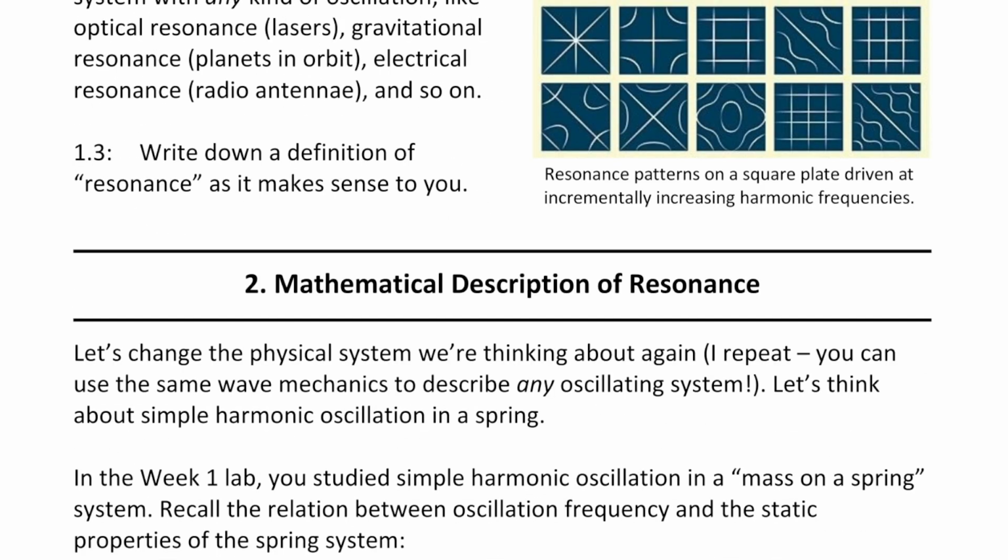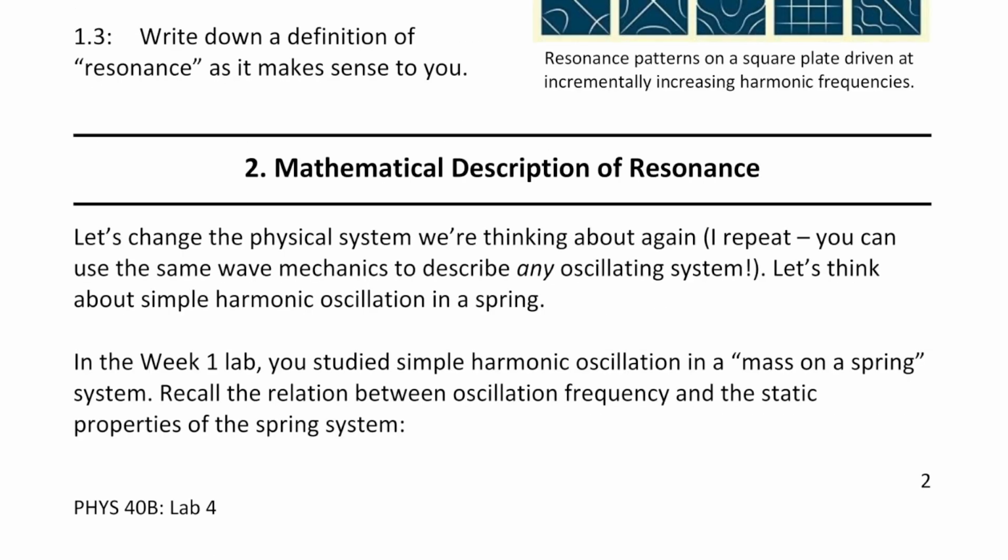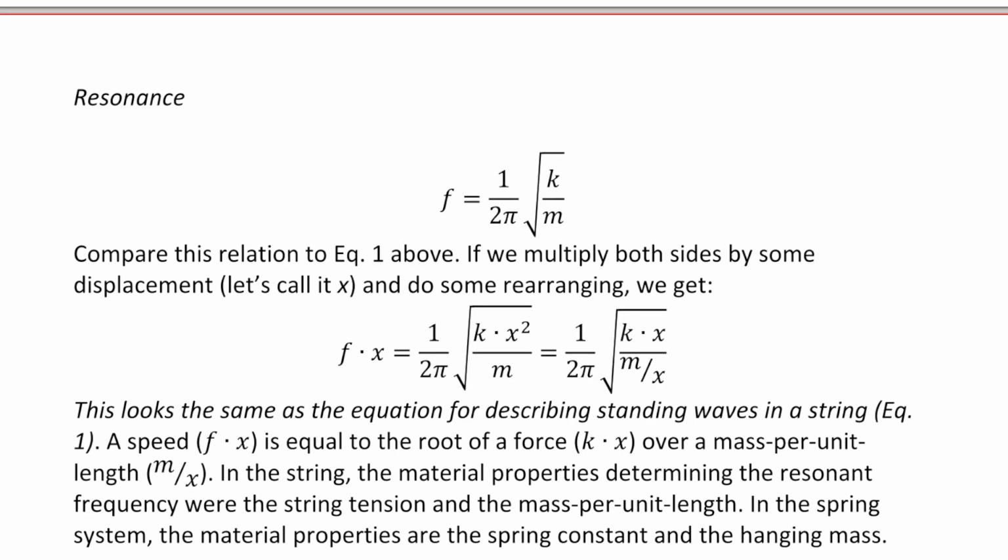In part two of the lab, you're going to be thinking some more about oscillation in general and not really thinking too much about resonance yet, which is kind of funny given that the lab's on resonance. What they do is remind you that in the first lab we saw that the frequency of a spring is equal to 1 over 2 pi times the square root of k over m, where k is the spring constant and m is the mass. And they say if we just multiply both sides by some displacement x, then we get this equation down here.